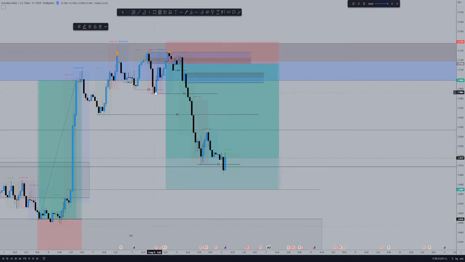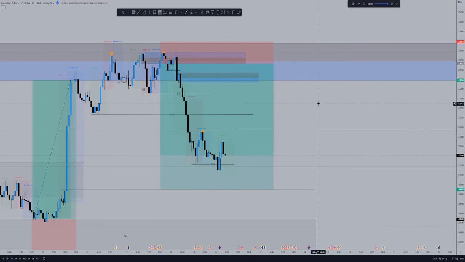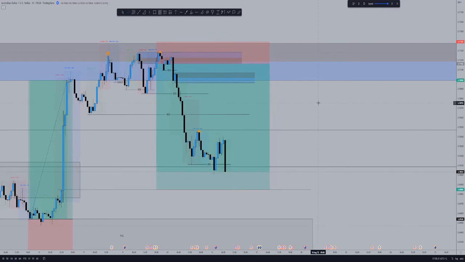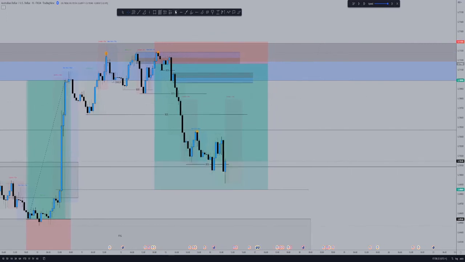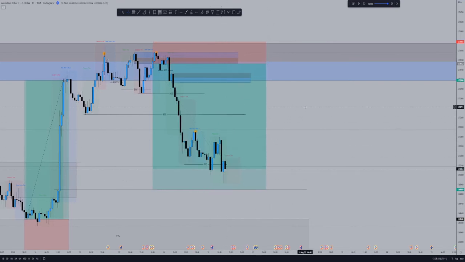So we've had break of structure, lower low, lower high, lower low. So again, same pattern, break of structure, lower low, lower high, lower low, lower high, lower low. So this is all in our favour, and we've broken structure again here.